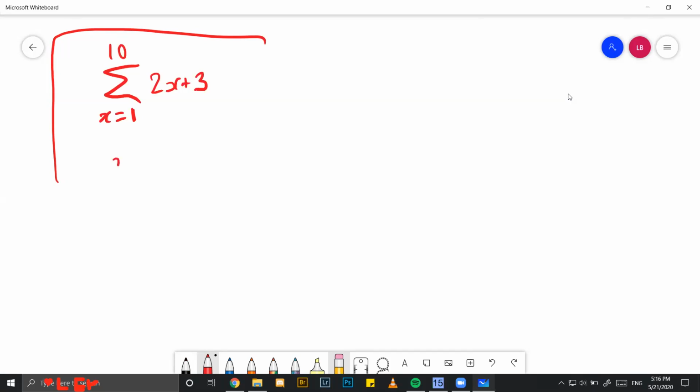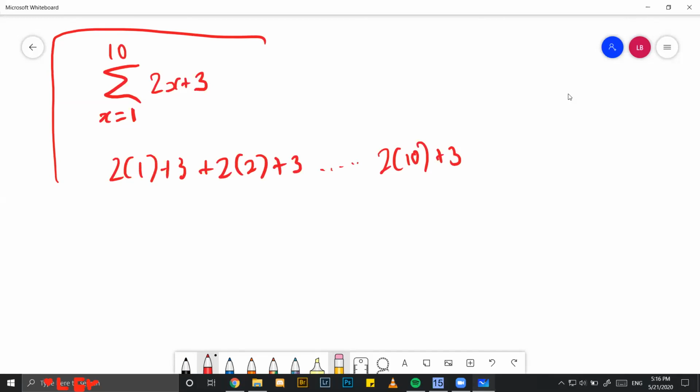So 1 gets in over there, you get 2 times 1 plus 3. And then you go one step closer to 10, so you go to 2. You do the same thing for 2: you plug in 2 and append whatever you get from that, so you get 2 times 2 plus 3. And then you do the same thing for 3, and you keep doing the same thing until you reach 10. And that's what the sigma function does.